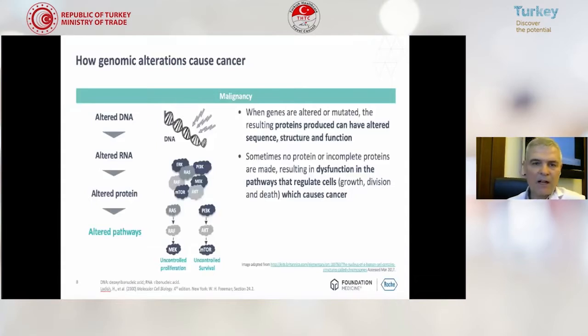So how do genomic alterations cause cancer? When genes are altered or mutated, the resulting proteins produced can have altered sequence, structure, or function. Sometimes no protein or incomplete proteins are made, resulting in dysfunction in the pathways that regulate cell growth, division, and death, for example, which causes cancer.